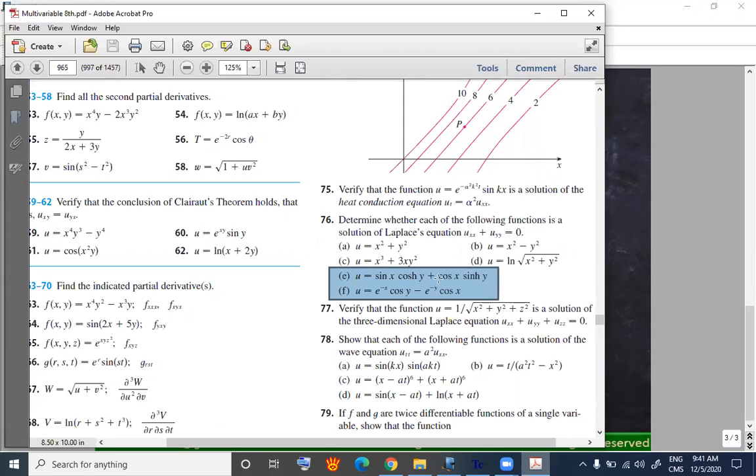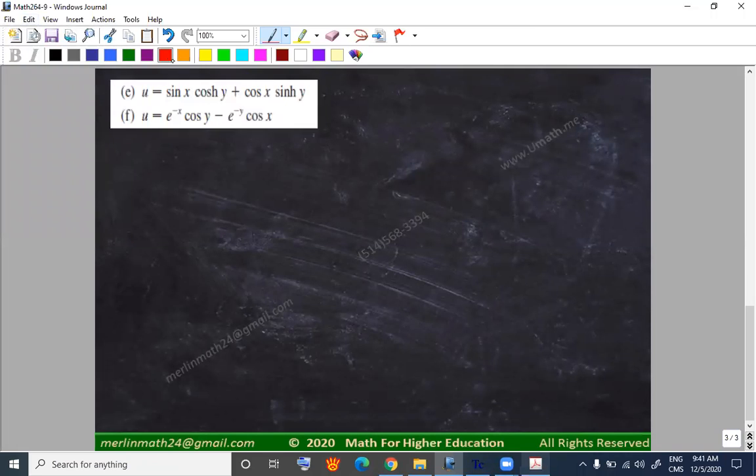Okay, I will do the F first, because sinh and cosh I want to make a review about. I want to list for you the sinh derivative, but first let me do the second part, which is F. You want to ask yourself, is uxx plus uyy equals 0? Yes or no? If it is, yes, it satisfies the Laplace relation.